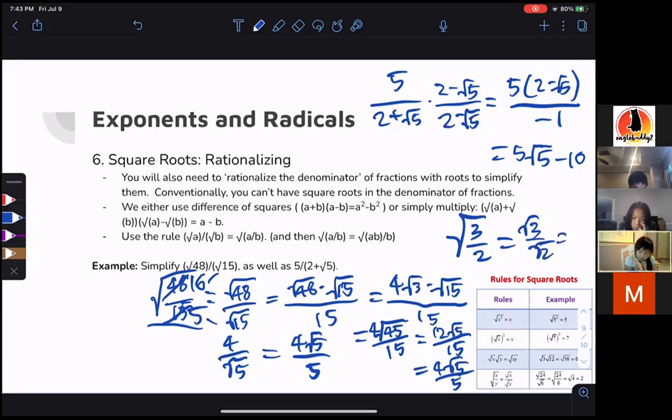It would be root 6 over 2. Sometimes you don't want this because if you're going to square this again, then you just get 3 halves. That's easy to see. But if you square that, then you get 6 over 4, which takes a bit of extra simplifying. So just use your judgment based on the context and the problem to see how you want to do it.